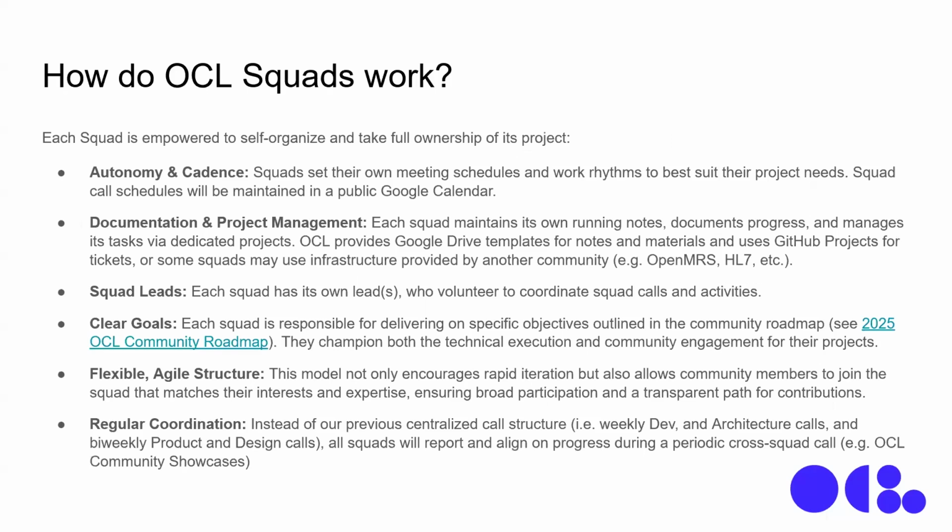So how do squads work? I mentioned a couple of these things already. One is that a squad is self-organized, they're autonomous, and that means they determine the schedule and the cadence for when they meet. Documentation, project management, we do have a model that you could use. We use running notes in Google Docs. We use GitHub for tickets and tracking projects.